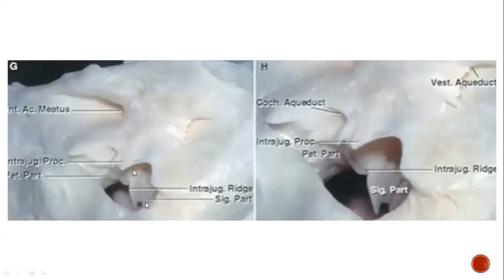Then this is again the sigmoid part. This is the petrous part. Here we can see the internal acoustic meatus where the seventh and eighth complex goes in, and the cochlear duct. And here the area is the vestibular aqueduct where the endolymphatic sac drains into it.